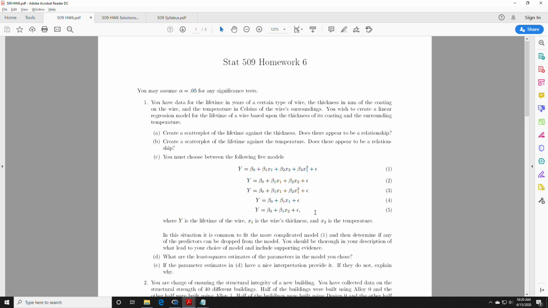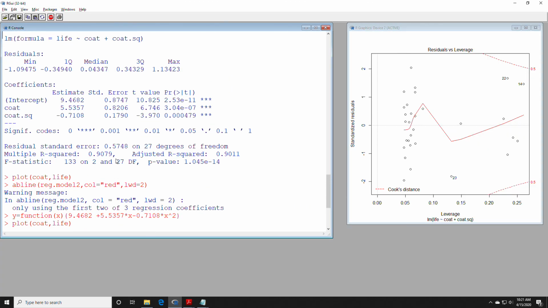So right now, I would determine that this model 3 is the model that we need to use. We need thickness and squared thickness in our model. We do not need temperature in the model, and it does not appear that we can kick out thickness or squared thickness. So model 3 appears to be the best. It captures a large amount of the variability, which is nice.